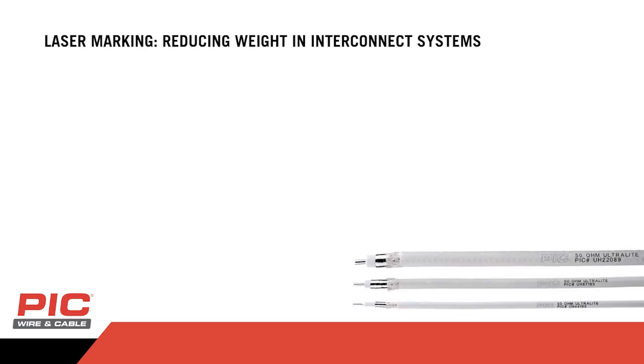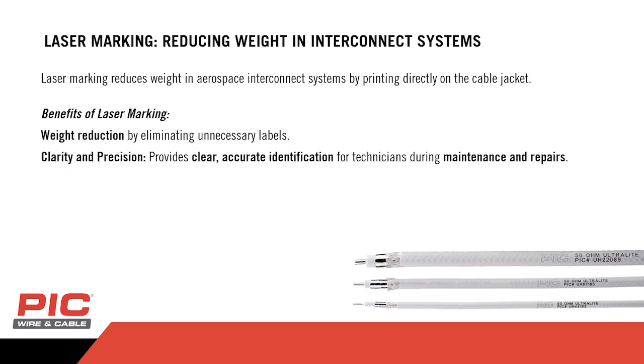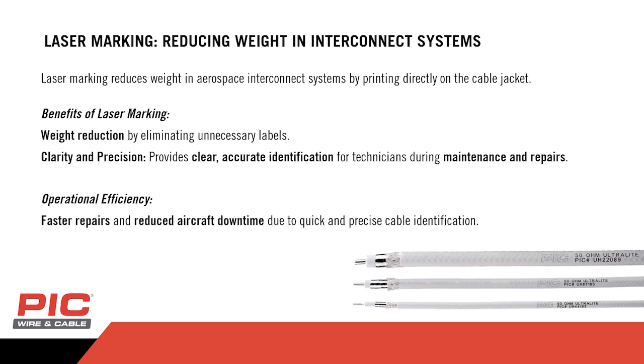An often overlooked weight-saving option is laser marking technology. Traditional cable labeling methods such as tags or printed labels can add unnecessary weight. Laser marking eliminates the need for additional labels by printing directly onto the cable jacket. For technicians, clear and durable markings are crucial for quick and accurate cable identification during maintenance and repairs. Laser marking reduces the time needed for tracing and troubleshooting connections, leading to faster repairs and minimizing aircraft downtime.